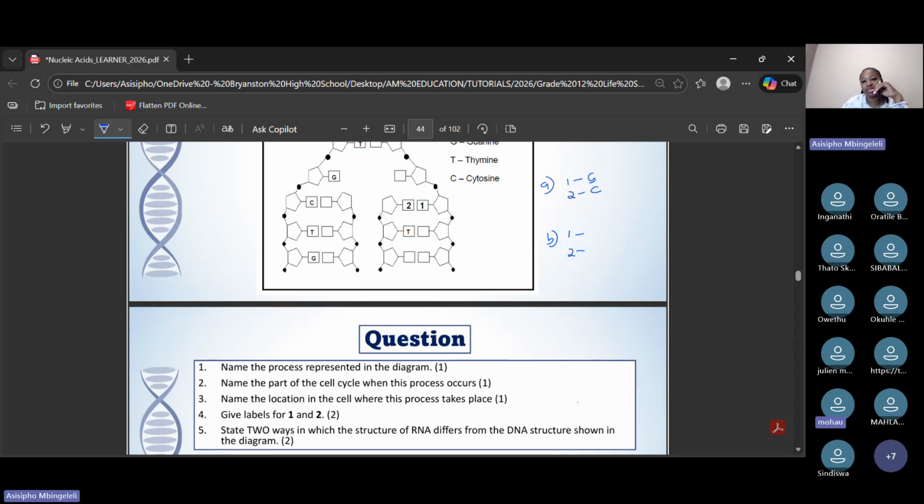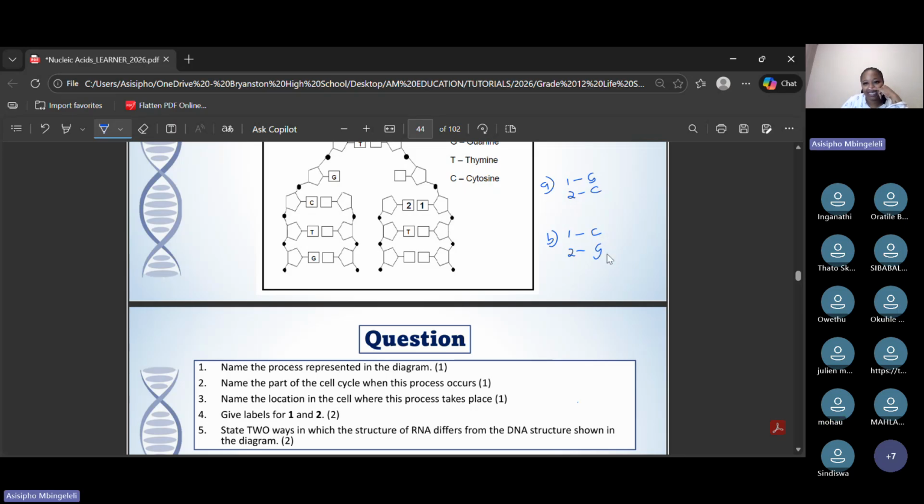Anyone else with different answers? I have another different answer. Let me see who's talking. I can't see who's talking. It's Mohau. Mohau, didn't you give us the first option? Can I give you the second option? I just saw it right now. Okay, give me the second option. I would say number 1 is cytosine and number 2 is guanine.